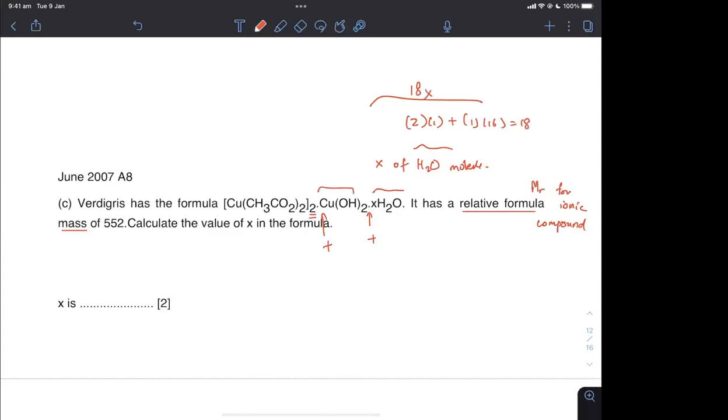Now the copper 2 hydroxide, if you look from your periodic table, let me just open up the periodic table, yeah. So copper is in the transition metal series, so it's 64. So I've got 64 plus 2 times 17. Where do I get the 17? 16 plus 1 because 1 oxygen and 1 hydrogen. 17 times 2 because I've got 2 of that hydroxide. So 64 plus 17 times 2, I get 98. Okay, do things step by step.